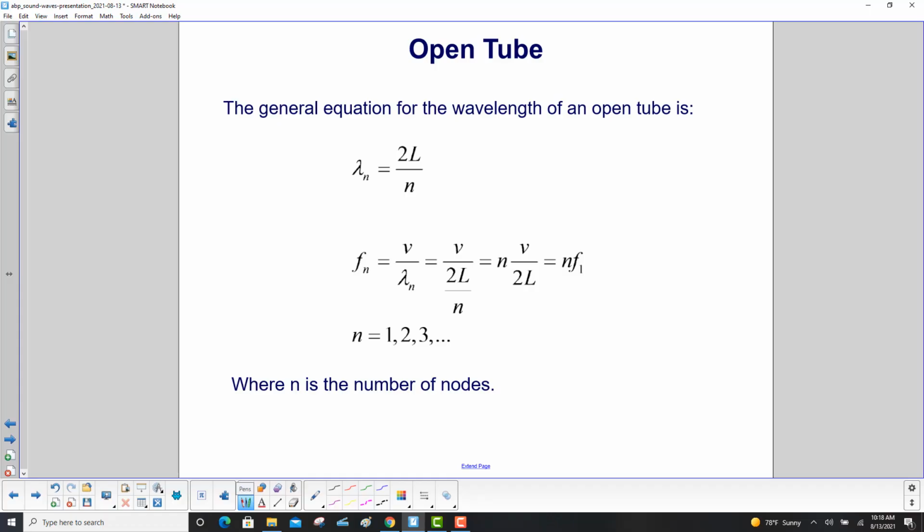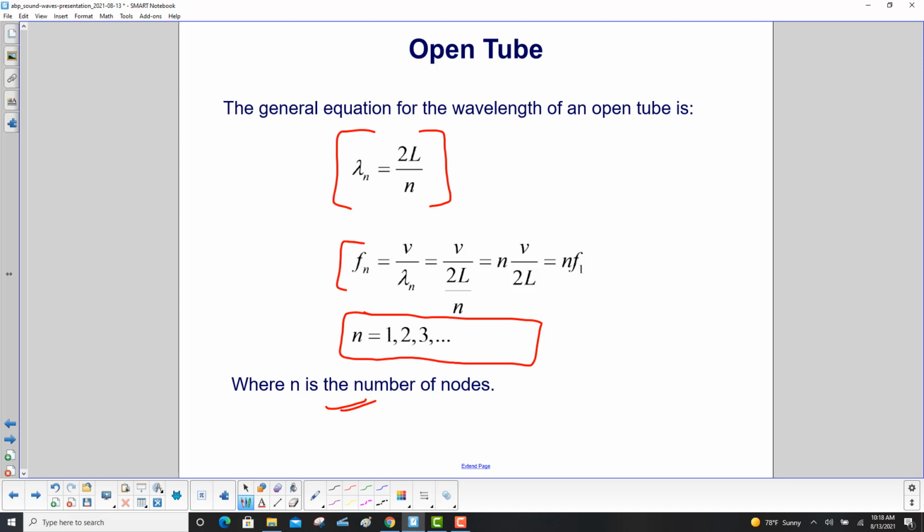The general equation for the wavelength of an open tube then is this: lambda sub n equals 2L over n. Now what is n? Well, that's going to be the number of nodes. So n is equal to 1 for the first harmonic, 2 for the second harmonic, 3 for the third harmonic, etc. And it's also the number of nodes. So let's find the frequency.